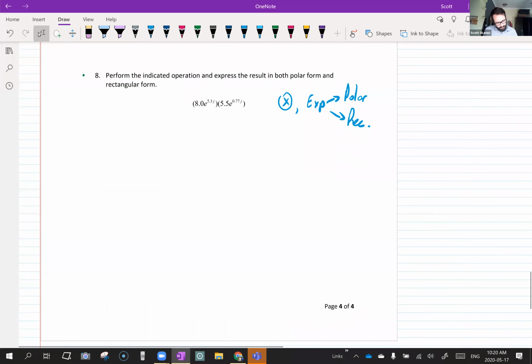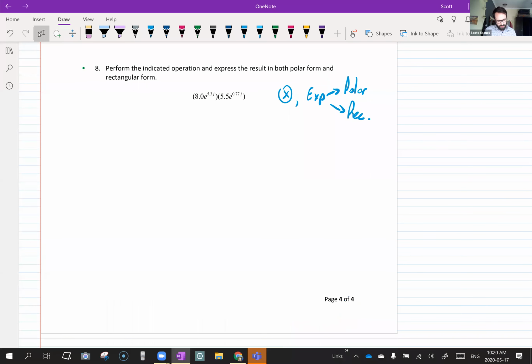Perform the indicated operation, express the result in polar form and rectangular form. The same idea, if you want a little review: you multiply these two. So what's 8 times 5.5? It's 44. And you add the exponents. 5.3 plus 0.77. That's 6.07j on top.